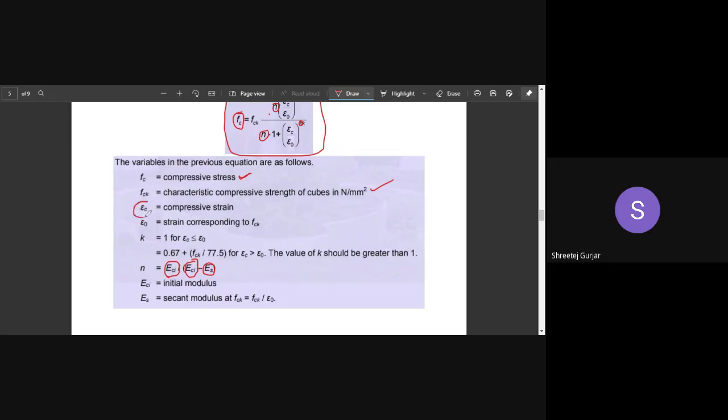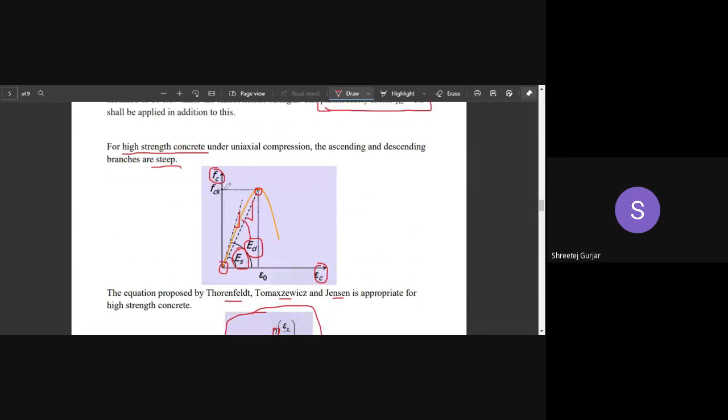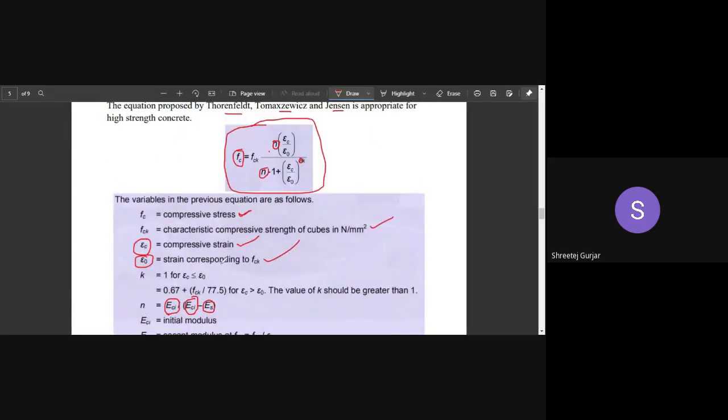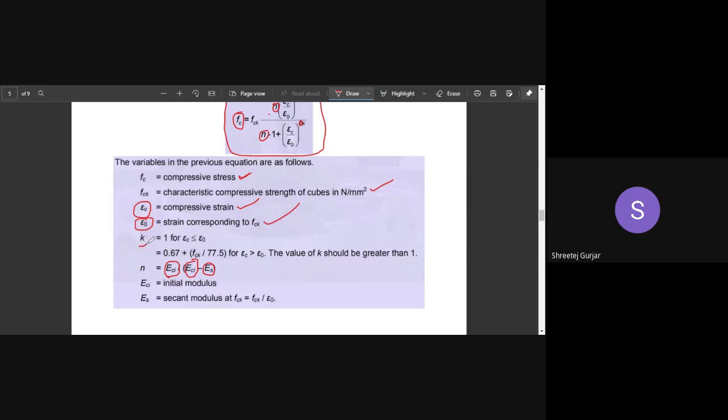Epsilon C is your compressive strain in concrete, and epsilon naught is nothing but your strain corresponding to FCK. So your FCK value is this, your highest point, and the corresponding strain to your FCK is nothing but your epsilon naught. So strain corresponding to FCK. What is your K, right? You can see a K term over here.